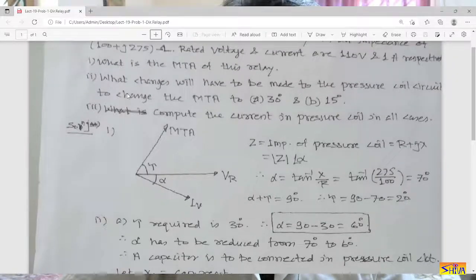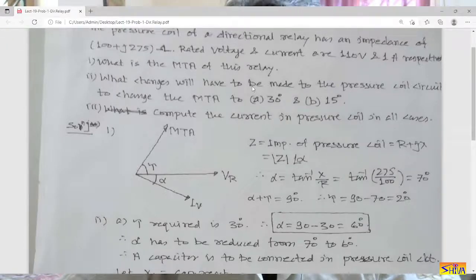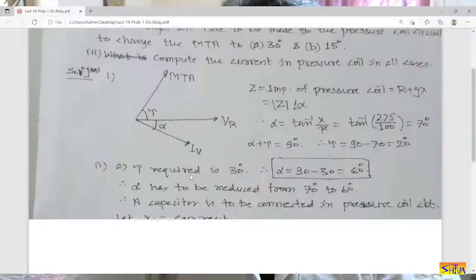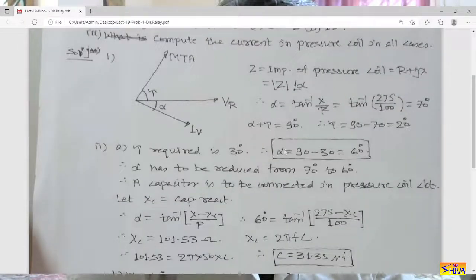Now the second part is what change we have to make in order to get the maximum torque angle of 30 degree in the first case. So tau required is 30 degree. So alpha according to this formula will be 90 minus tau, 60 degree. So alpha has to be reduced from 70 degree to 60 degree. So we have to reduce the net reactance of the pressure coil, so that alpha reduces to 60 degree from 70 degree. So a capacitor is to be connected in the pressure coil circuit.